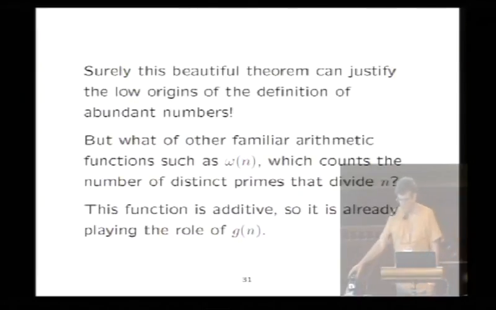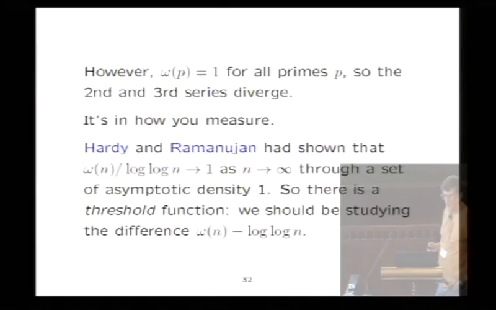So let's look at the three series for this function omega of n. Omega of p is always 1. So the second and third series contain all the primes. The absolute value of g of p is less than or equal to 1; well, it's equal to 1 for omega of p. And so the series diverge. The series would be 1 squared over p over all primes p, and 1 over p for all primes p. Those are divergent series. So the Erdős-Wintner theorem fails for omega of n, so it doesn't have a limiting distribution.